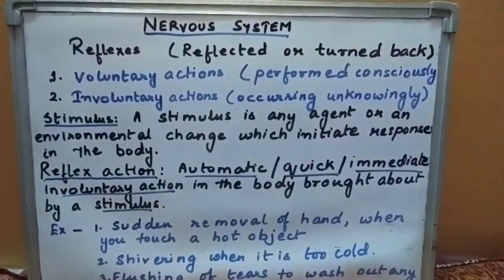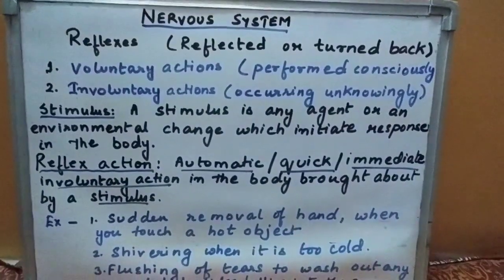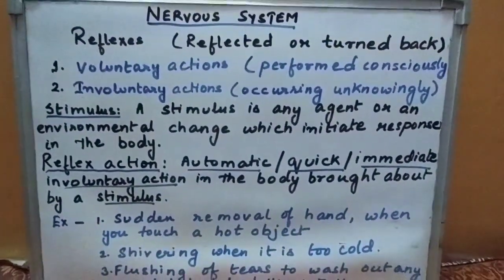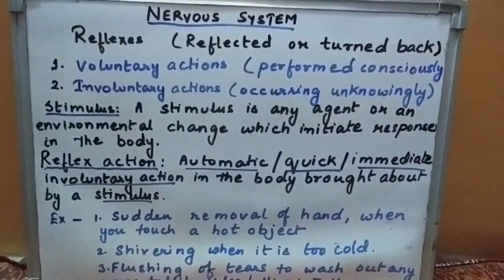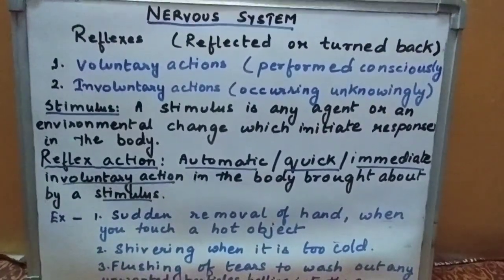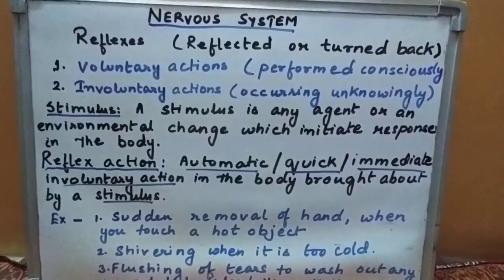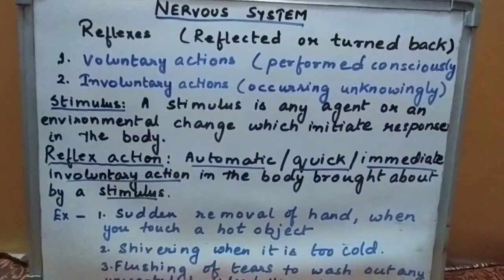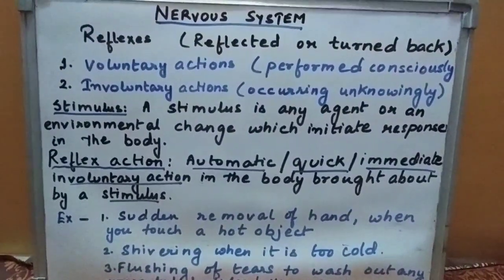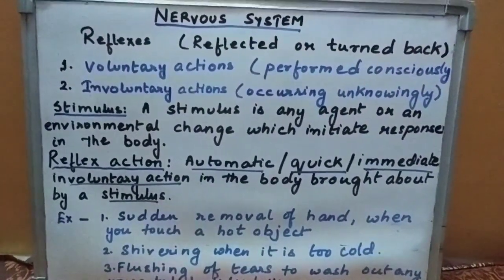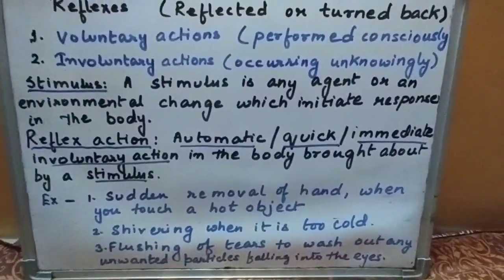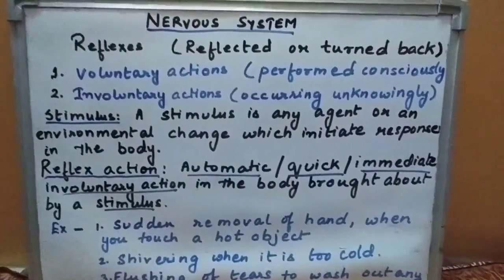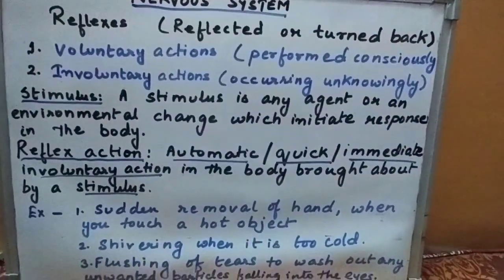So actions are mainly categorized into two types, voluntary actions and involuntary actions. Now voluntary means which is under the control of your will, your wish. That means which we perform consciously. Whereas involuntary actions are not under the control of our will. They are performed unknowingly. So involuntary actions are mainly termed as reflexes.